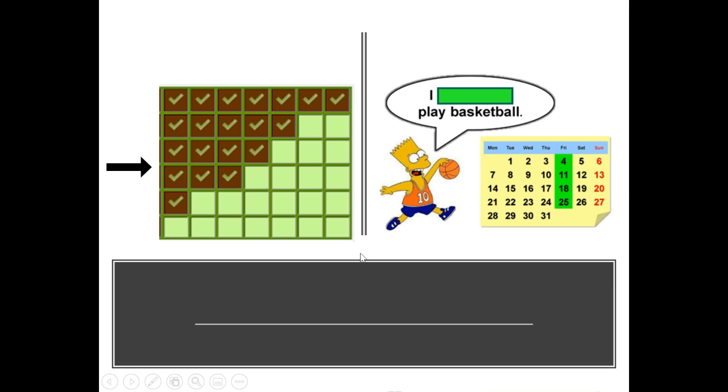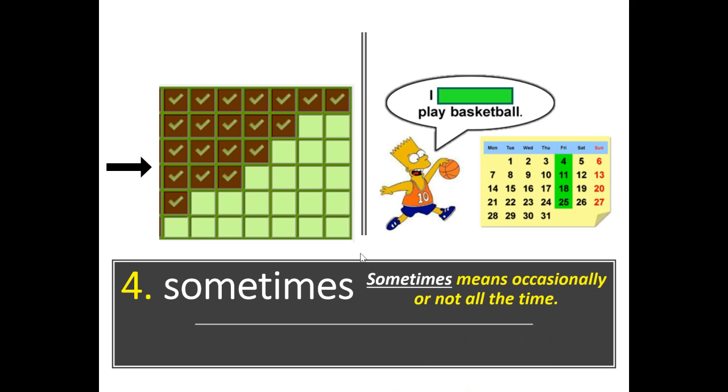So how are these pictures the same or similar? They both? Well, they both show sometimes. Sometimes, that's two words put together. SOME, that's some, times, TIMES. Sometimes means occasionally or not all the time.